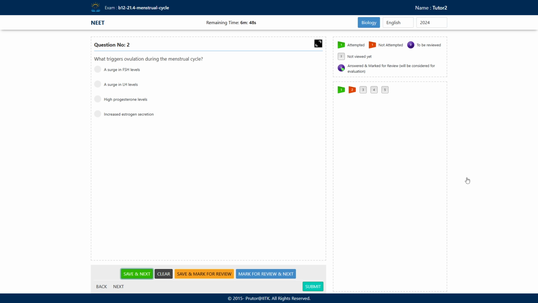What are the options here? Surge in the FSH level, second is surge in the LH level, third is the higher progesterone level, and fourth is the increased estrogen secretions. So what will be the correct answer here?